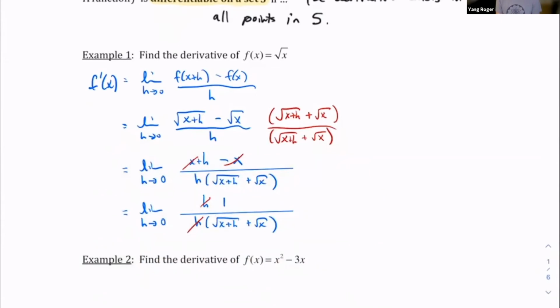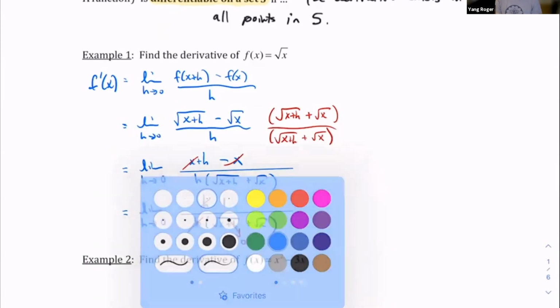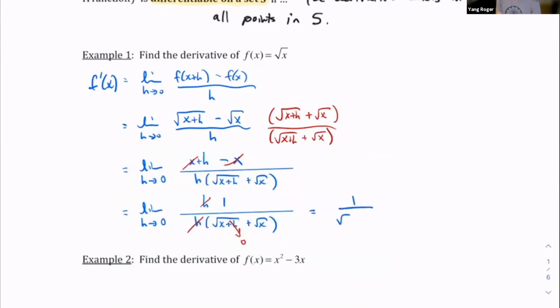And then we're going to take the limit as h goes to 0. So this thing under the square root goes to 0. Once we take the limit, we end up with 1 over rad x plus rad x, which is equal to 1 over 2 rad x. This is our derivative function. Are there any questions about this? No questions. Okay.